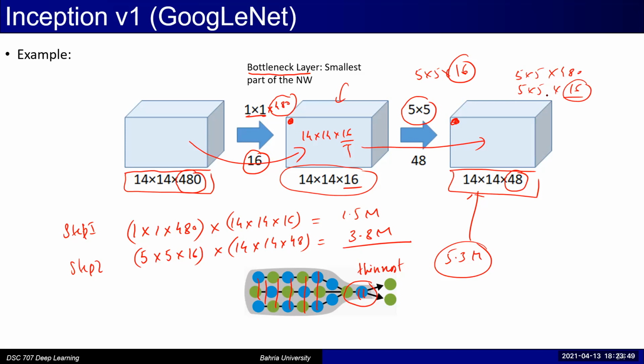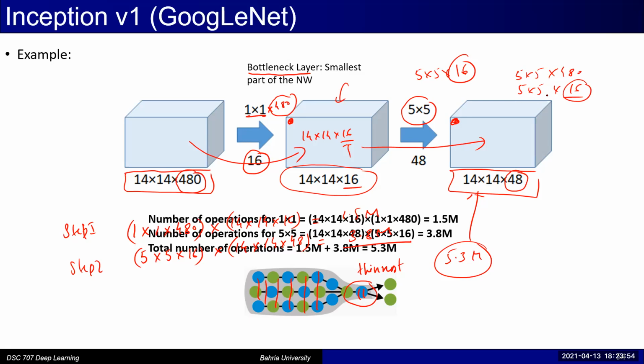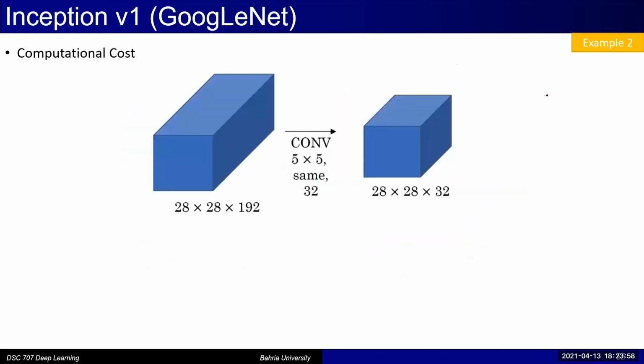When the depth is lesser, of course, you will have fewer multiplications, right? So these are the exact calculations. Yes, I think they are the same. Okay, now let's do one more example so that you understand what is actually going on. In this case, we are not doing any one by one convolution. There is no bottleneck layer. So let's see what is the number of multiplications in this particular example.